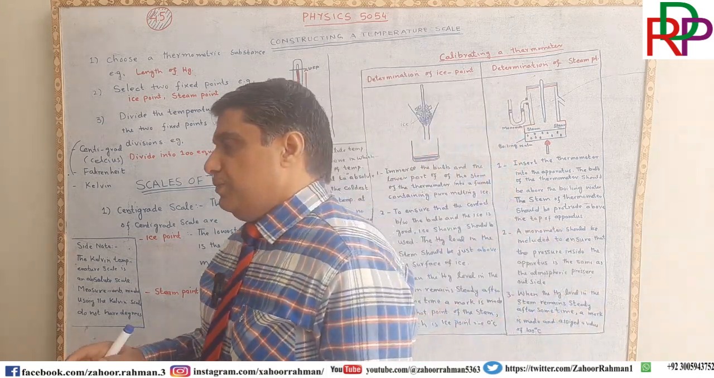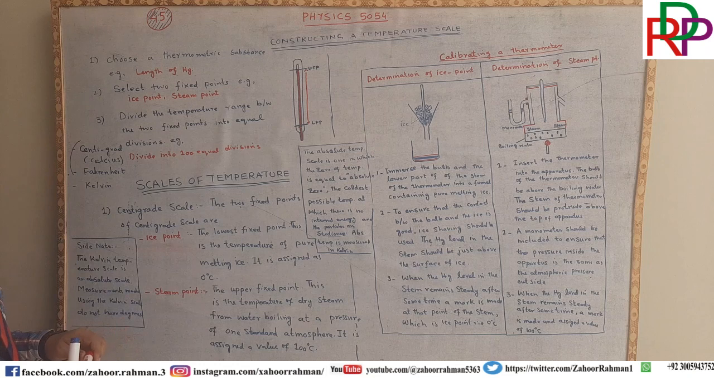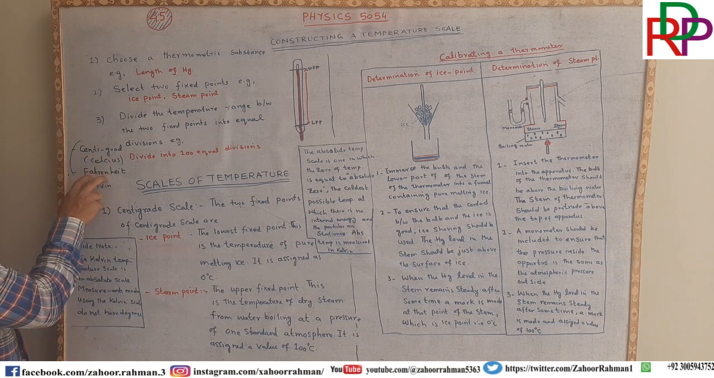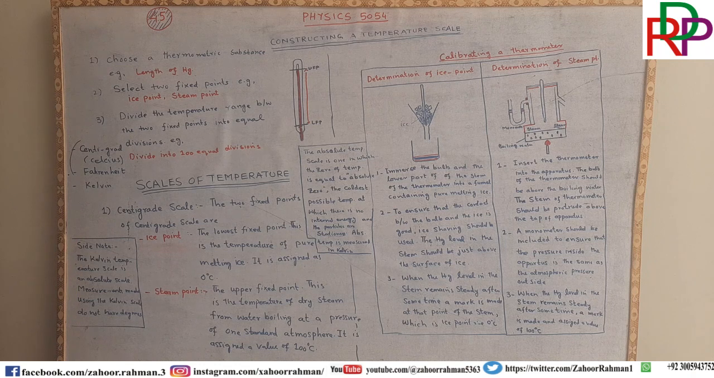Now if you remember, in the first two lectures, I told you the 7 base units, in which we discussed that Kelvin is the base unit for measuring temperature. And centigrade and Fahrenheit are not base units for measurement of temperature.